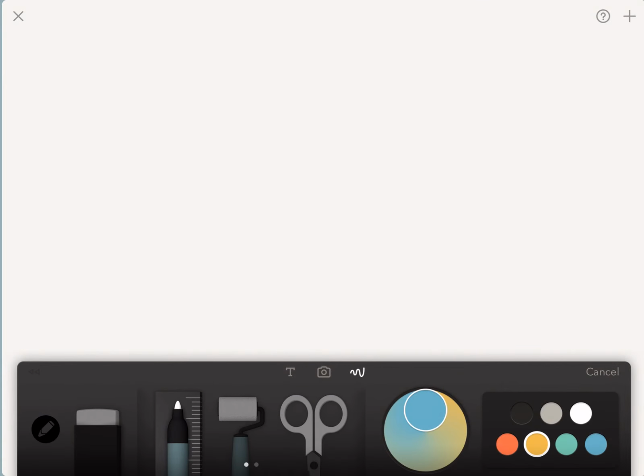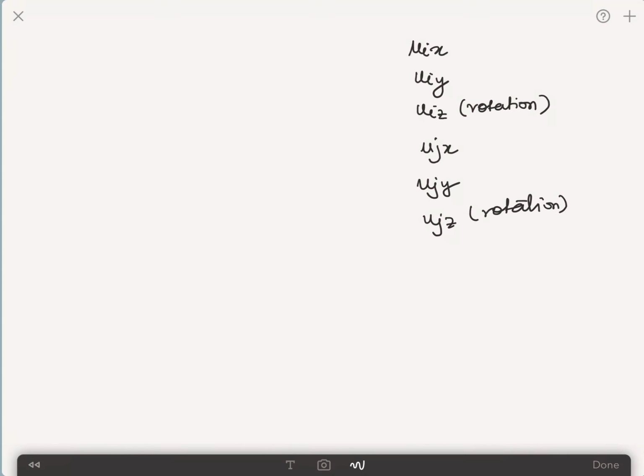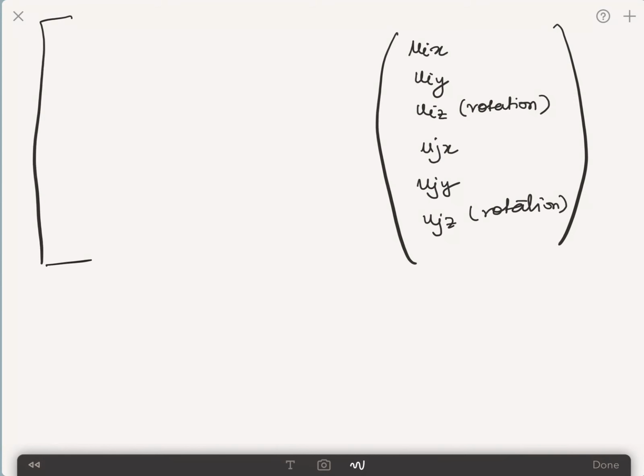Therefore, if I have displacements UIX, UIY, UIZ, which is basically a rotation, UJX, UJY, and UJZ, which is also a rotation, as a vector, then I need to multiply a transformation matrix to get the global displacement vector, capital U. So the transformation matrix in this case is quite simple.